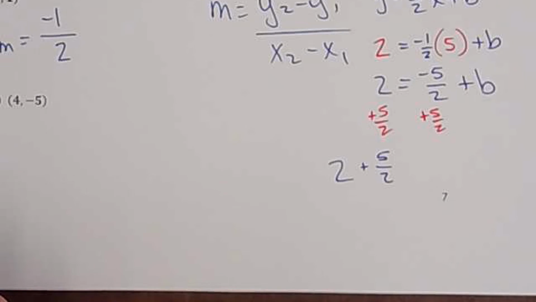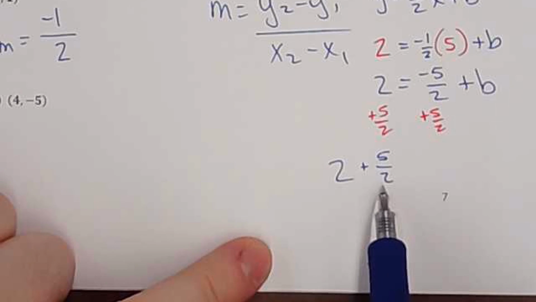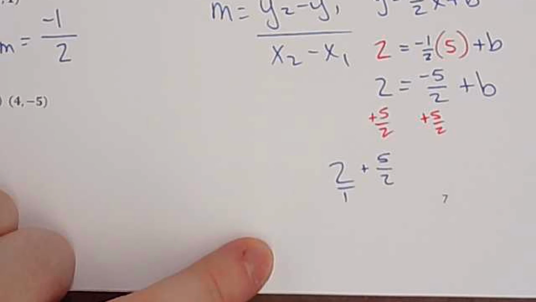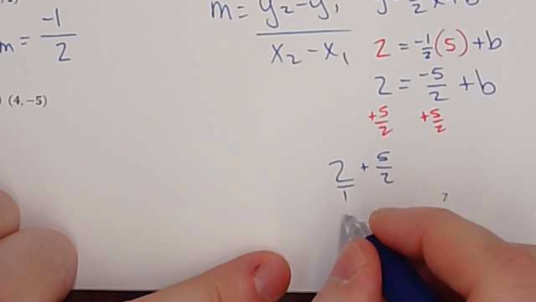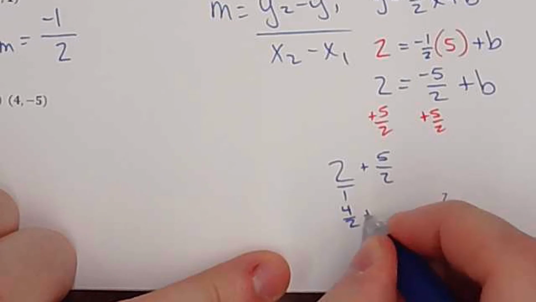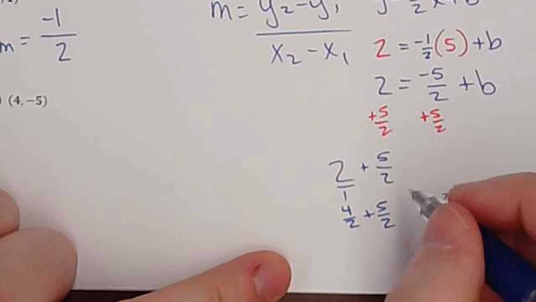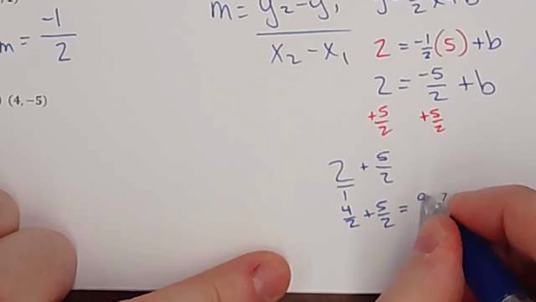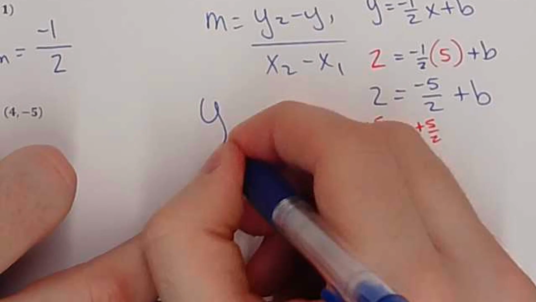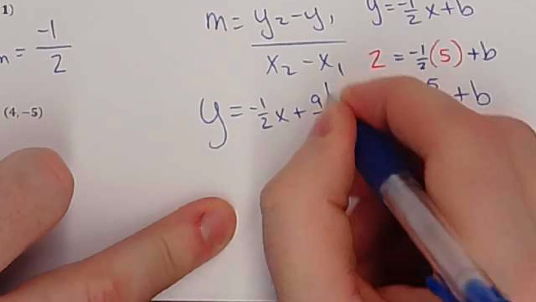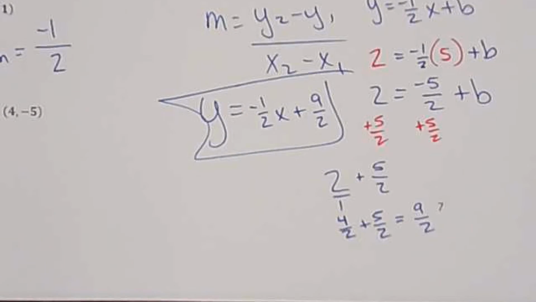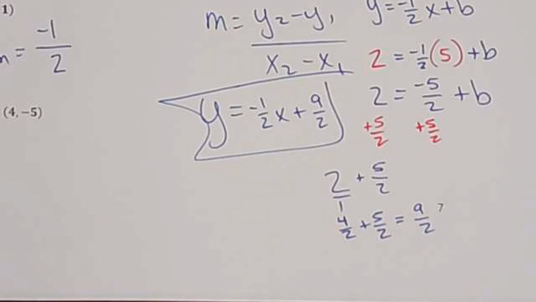Trademark. Guilty as charged. All right, so we need the 2 over 1 to match the 5 over 2. How many halves are in 2? 4 halves are in 2. So how many halves in total do I have here? 9 halves. So b is 9 halves, so we have y equals negative a half x plus 9 halves.